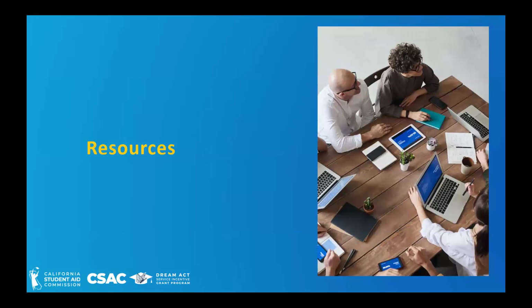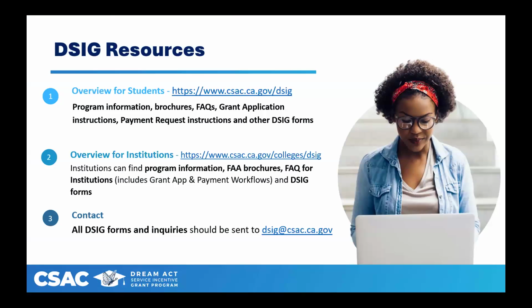Okay, so now moving into some resources. As I mentioned, we have a lot of resources on our website. We have a DSIG overview for students page that has specific FAQs and brochures. And then this is where all the forms are going to be for the grant application and also the payment request. Then we have an overview for institutions page. So this is program information, financial aid administrator brochures, and FAQ for institutions. So a lot of the questions you've been asking is what went into the FAQ. So definitely check it out if you have something that comes up after today. And then you can always contact our team at dsig@csac.ca.gov.